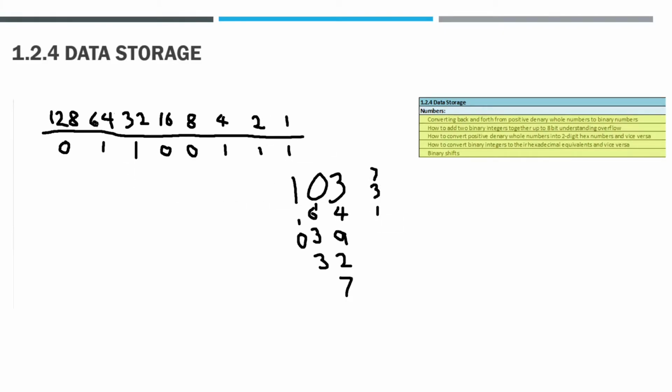Afterwards you can check this. 64 plus 32 is 96, 100, 102, 103. So you can check this after, but basically that's the way to do it. It's just a little bit of basic maths. So that's converting back and forth from denary.